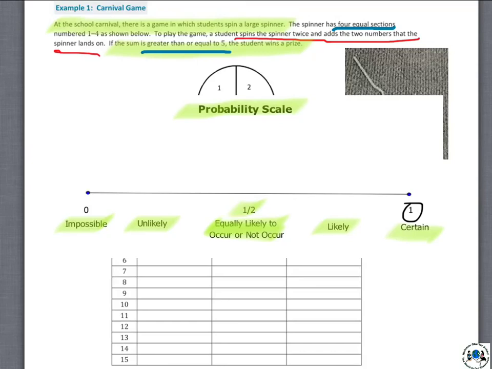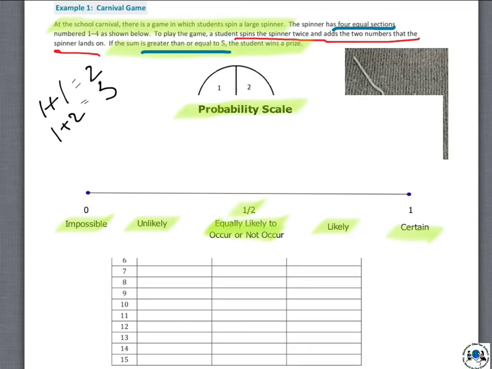Looking at it after you've done it, what might you have predicted on the probability scale of getting a 5 on 2 spins? Just think that way. If you think you had 5, how many different sums could you get? The sums you could have gotten: 1 plus 1, you could have gotten 2. You could have gotten 1 plus 2 in some fashion, which would have been 3.